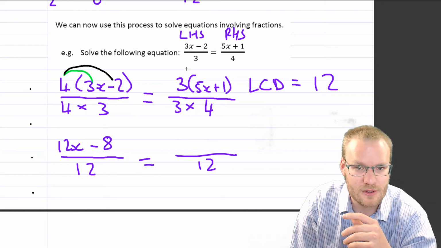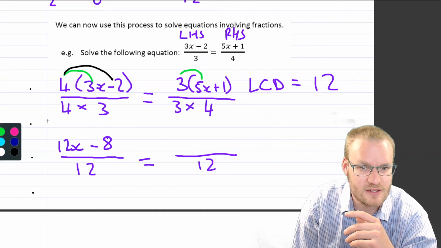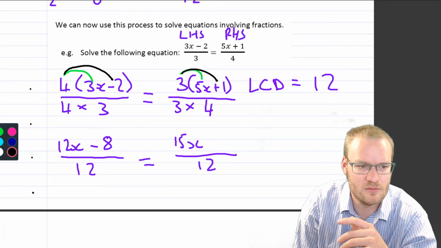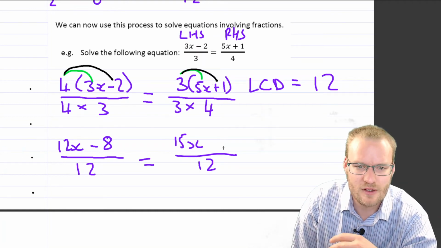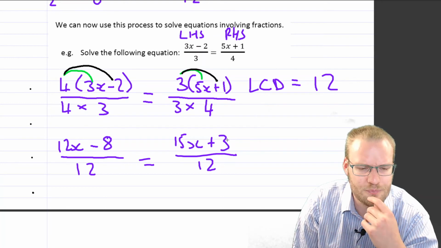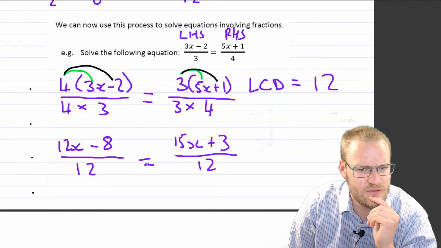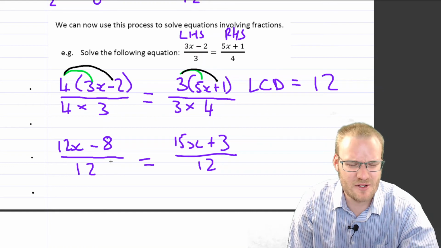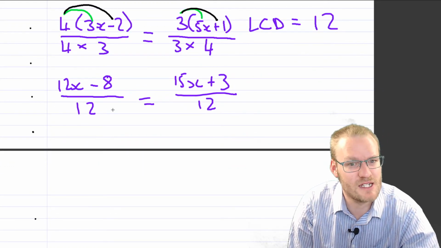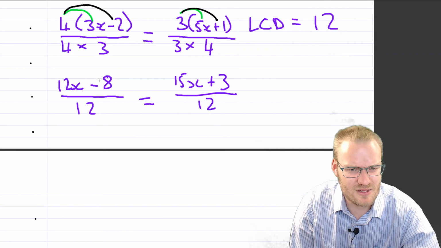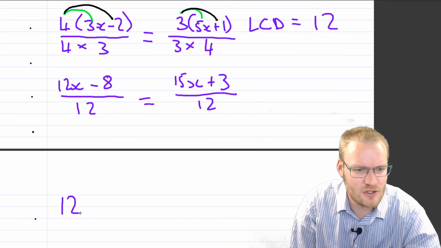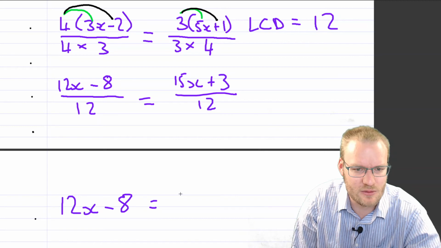Then we can do the same on this side. 3 times 5x gives us 15x. And then 3 times 1, anything times 1 is just itself, so that's plus 3. Now if that over 12 equals that over 12, the bottoms are the same, so doesn't it make intuitive sense that the tops must be the same? So in other words, 12x minus 8 equals 15x plus 3.